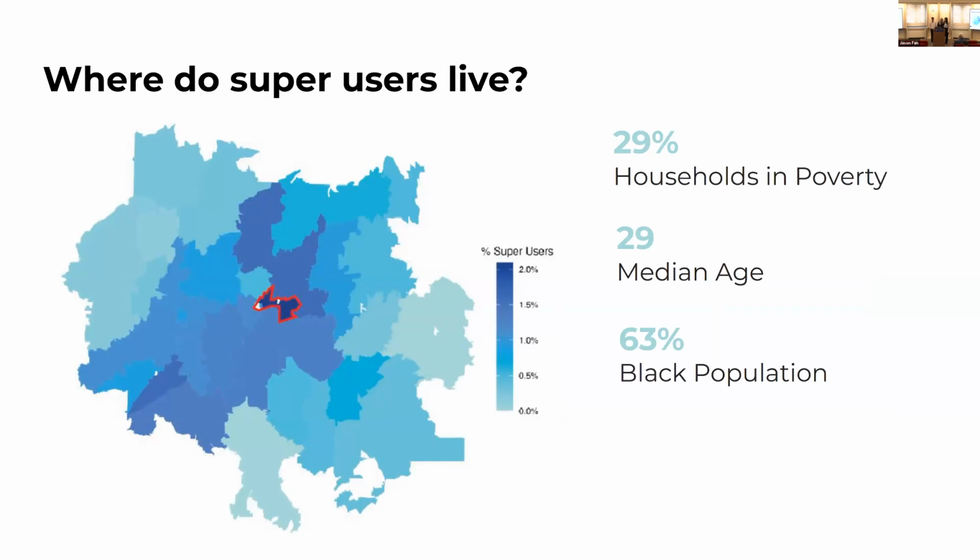So where do super users live? Finally, we wanted to understand the geographic context in which super users live, so we took a closer look at the 3 zip codes with the highest share of super users relative to the overall population. This is one of them, a section of downtown Greensboro where nearly 3 in 10 households are in poverty. This area is majority Black, which echoes the patient-level demographic data we were provided. Its overall population is also relatively young, though most super users in the area are more than 50 years old.